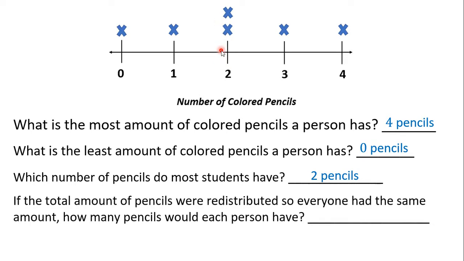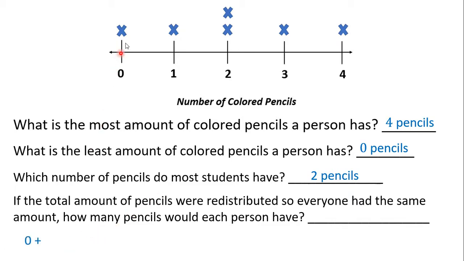Finally, if the total amount of pencils were redistributed so that everyone had the same amount, how many pencils would each person have? So that means we're going to take all the pencils that are here and put them in a container. We're going to shake them up, and then we're going to share out the number of pencils so that each student has the same amount of pencils. So what we're going to do is use each of the points that we plotted, and add them up to figure out how many total pencils we have.